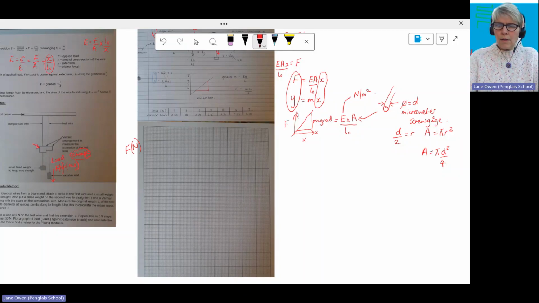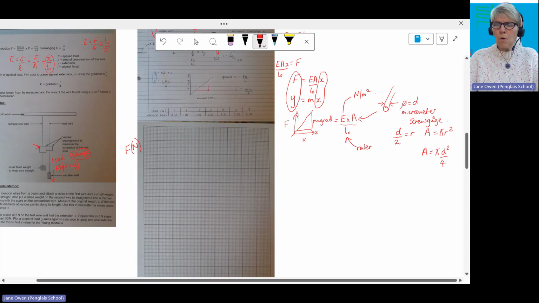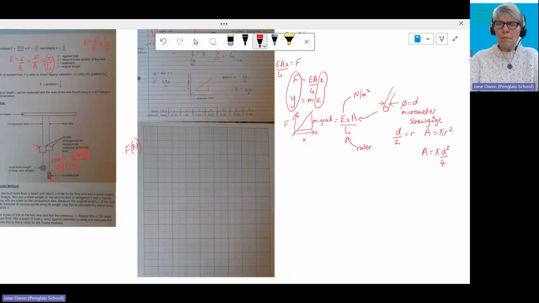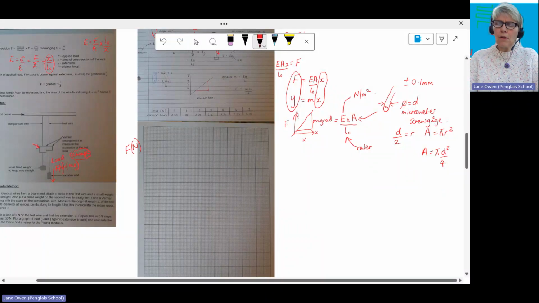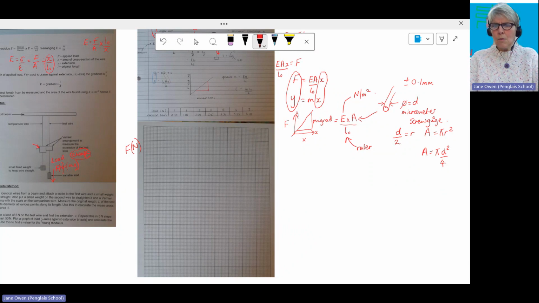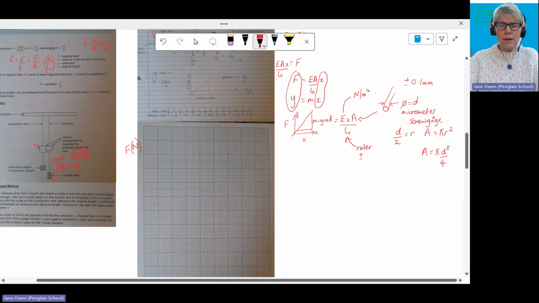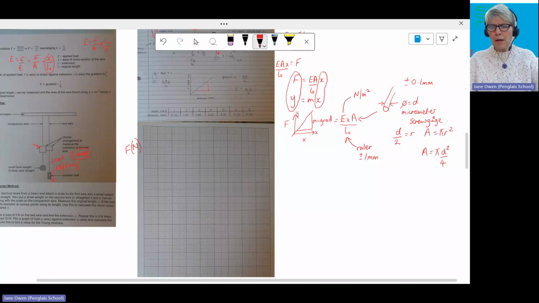And the original length you would measure with a ruler, and you have to watch the precision of these. A manual micrometer screw gauge is plus or minus 0.1 of a millimeter. If you're using a digital one, then it's plus or minus 0.01 of a millimeter, whereas a ruler will be plus or minus to the nearest millimeter. So you can measure with the ruler the whole length of the wire from the clamp all the way through to where it joins with the weight.